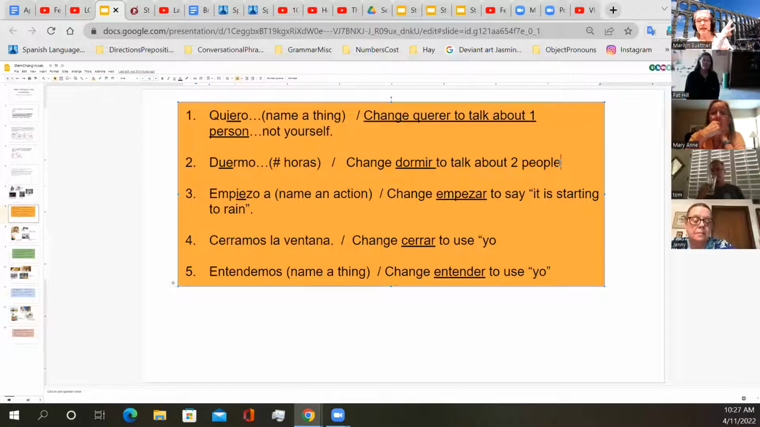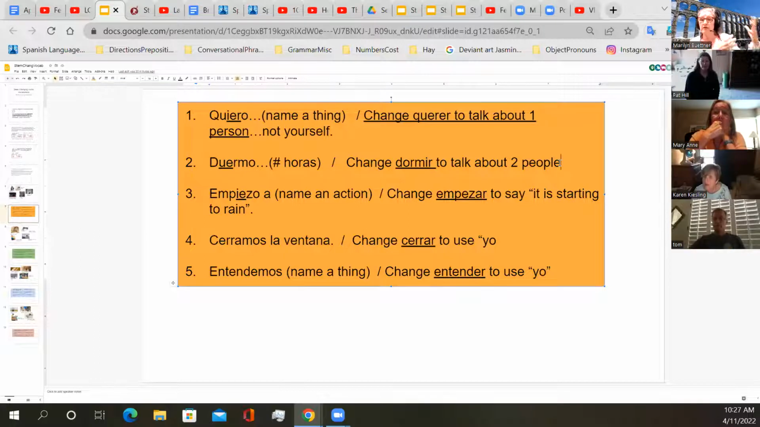If I say it is starting to rain, it is not yo. So it is starting to rain. We forget about the word it altogether because we don't need it. And it's starting to rain becomes what? Empieza. And we need that little word: empieza a llover. I'm going to give you one dirty little secret here with this empieza word. It technically should be empieza a llover. Okay, bien.